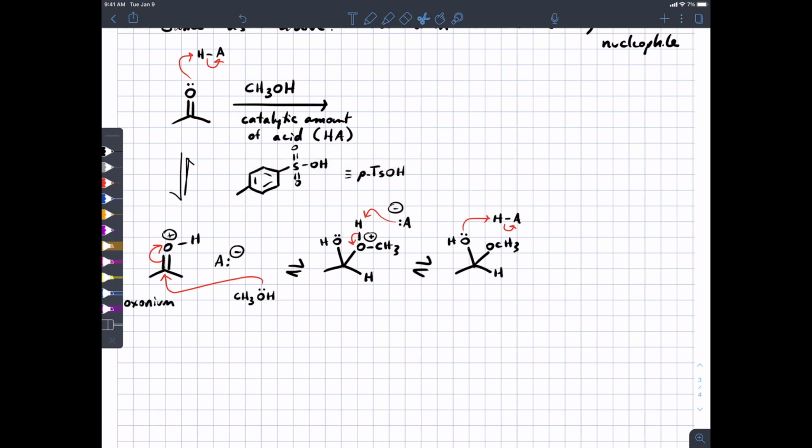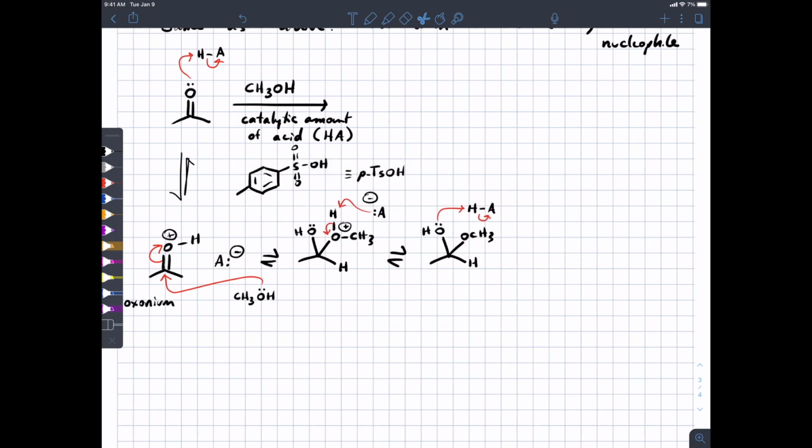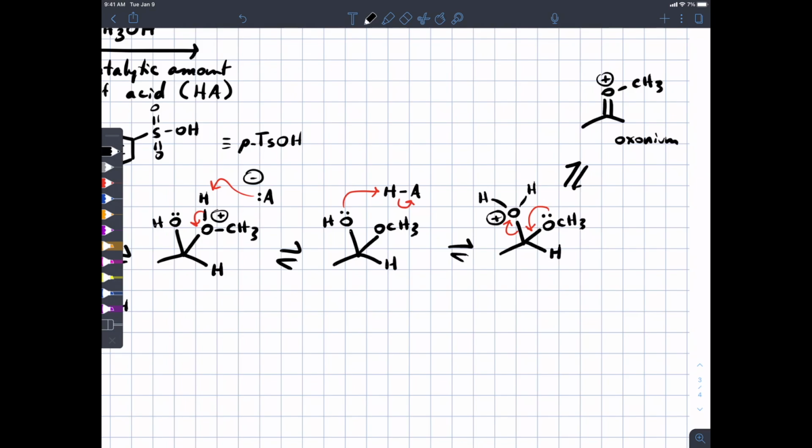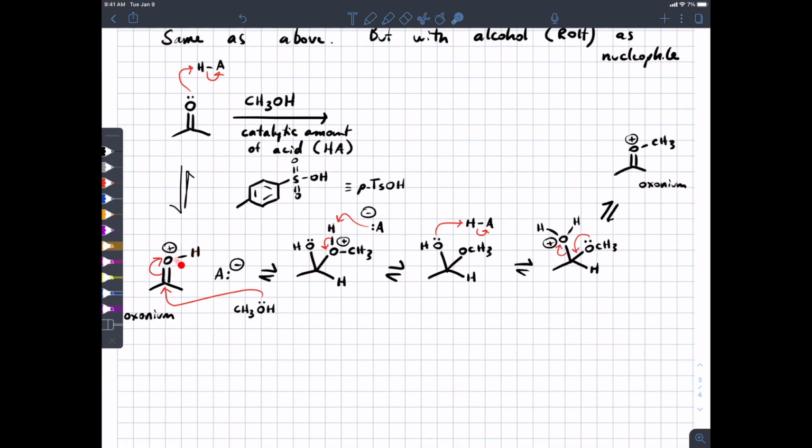So what would happen if we did that? Well, we would turn the OH group into an OH2 group, which is now a good enough leaving group for a neutral oxygen to kick off. And that generates a new oxonium ion. The difference between the two oxonium ions is that before, what was attached to the oxygen was a hydrogen. Now it's a methyl group.